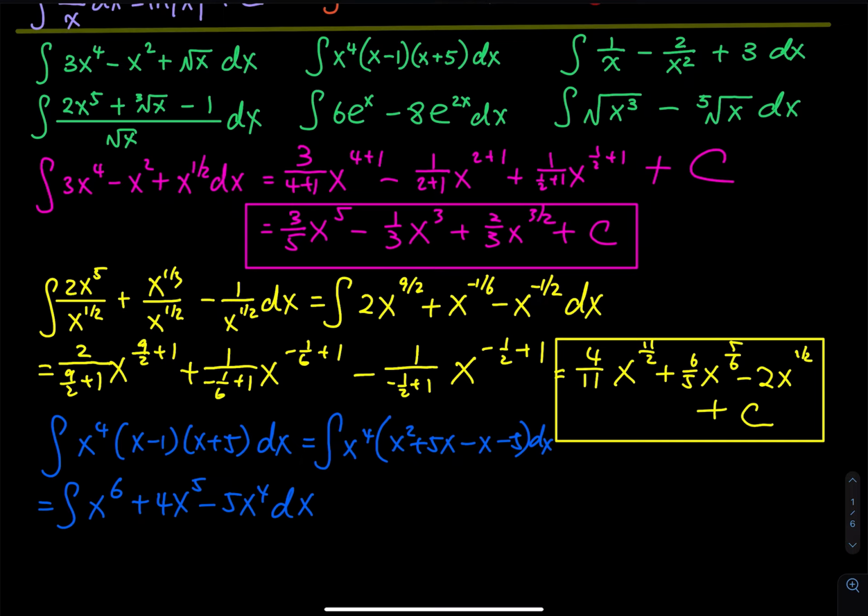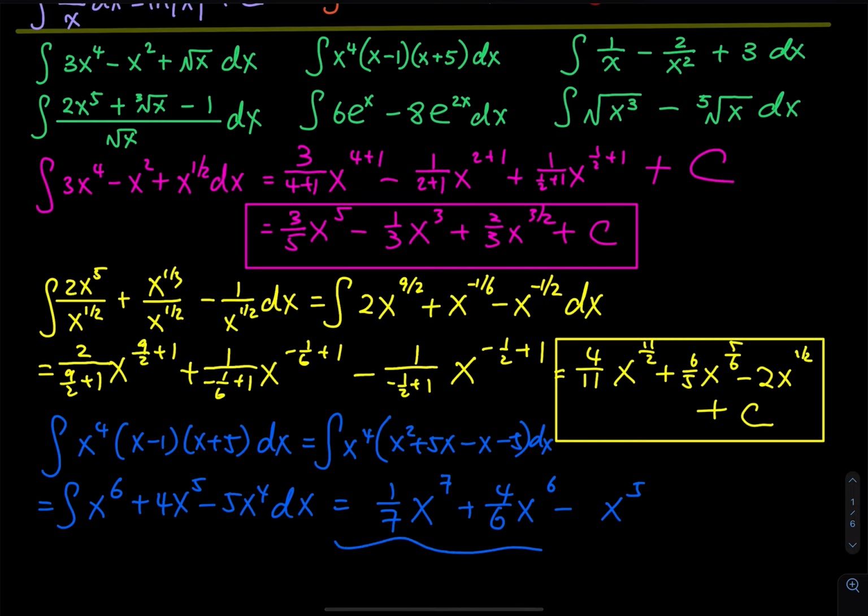So this one, with a little bit of practice, you should be able to do it in one step. So the way I do this is 6 plus 1. And then 1 divided by that, 5 plus 1, and then 4 divided by that, minus x to the 4 plus 1, and then 5 divided by 5 is 1.